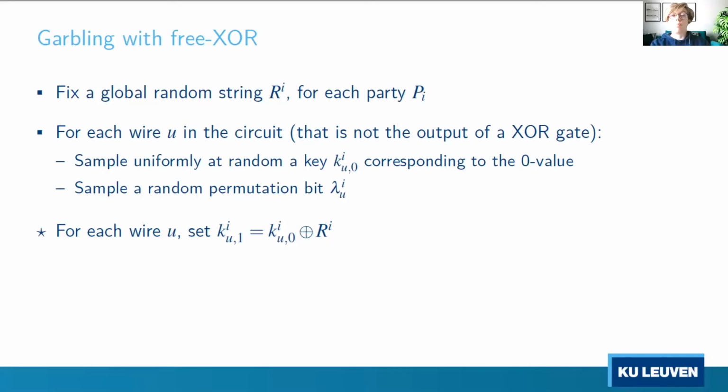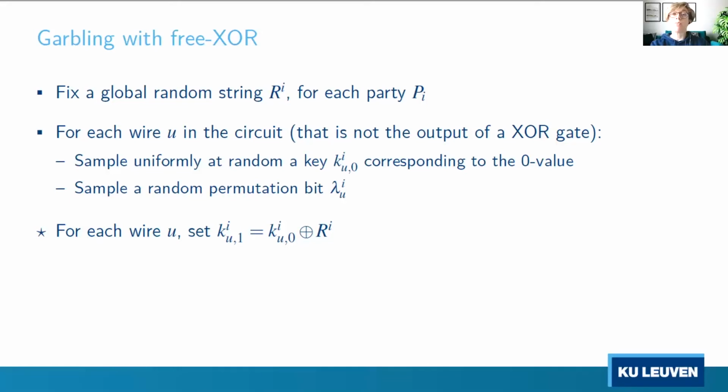So we need to sample another string, one for each party. And this string that I denoted here with Ri, so for each party Pi, is called the global difference. And this is fixed for the entire circuit. So it's the same for every gate in the circuit. Given this Ri, for each wire in the circuit, we sample only one key instead of two.